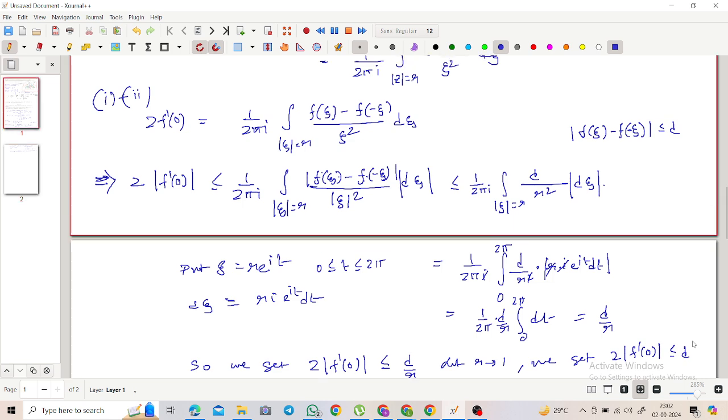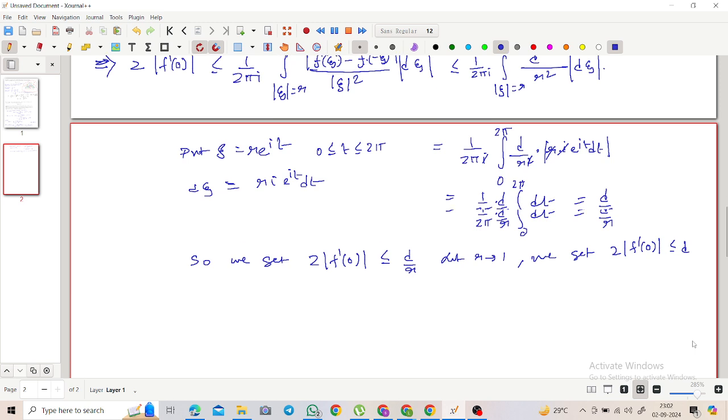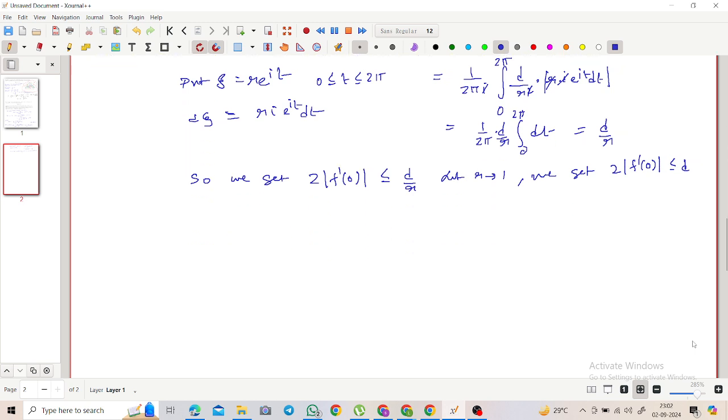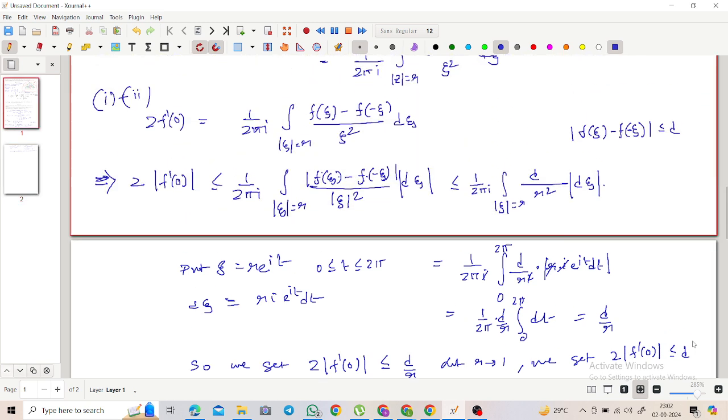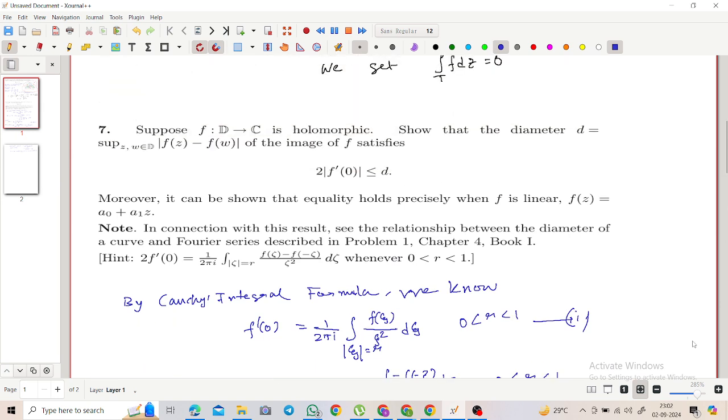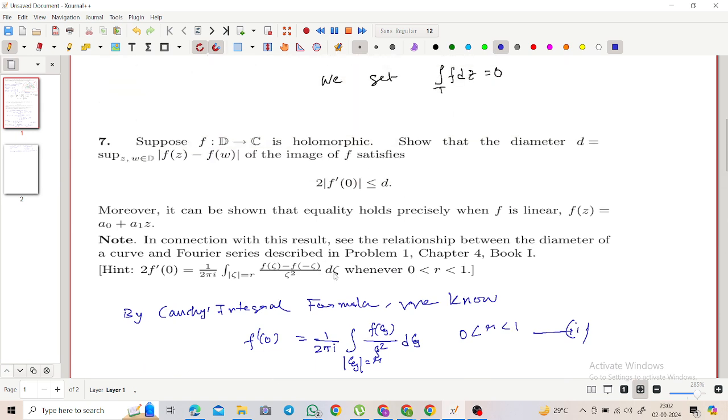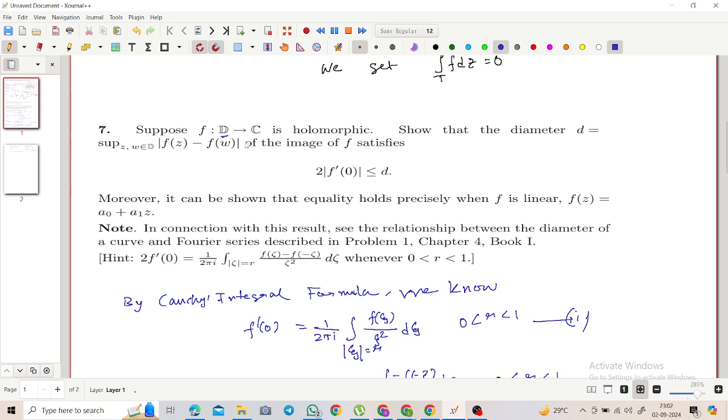Learn these techniques. I mean, how to let r tend to 1 in the last line? d is a unit disk, so r can be as close to 1 as possible, right? That's what I have done. I have taken the limit basically.